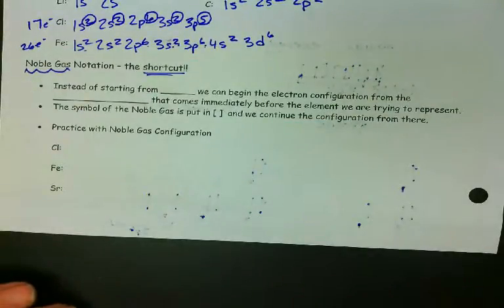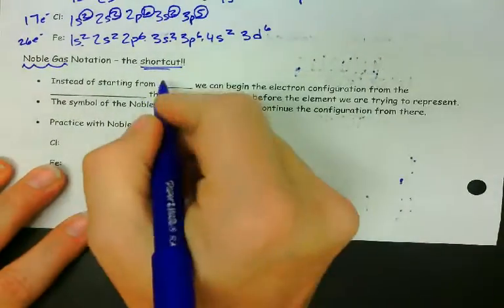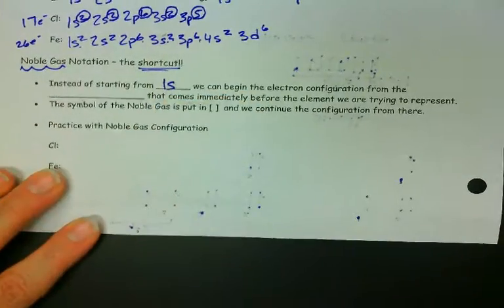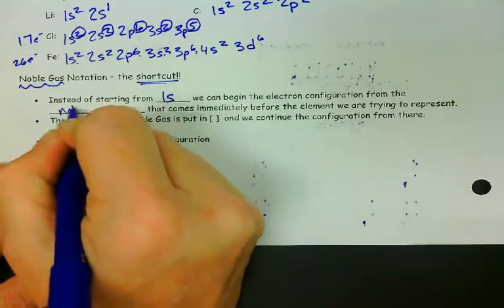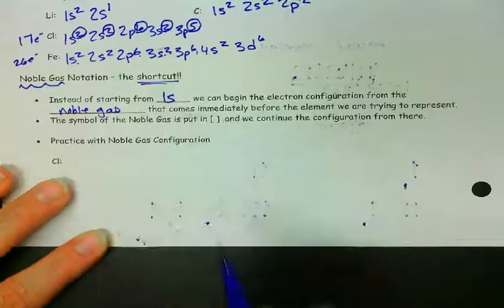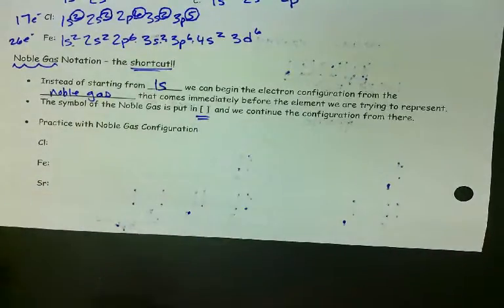If we do write a shortcut, it is going to be with a bracket, okay? So instead of starting from 1s, that first block, we actually get to go ahead and skip it and go down to your noble gas. Okay? And we get to put these brackets around it. If there's no brackets, it's going to be wrong, so make sure you put those brackets on there.